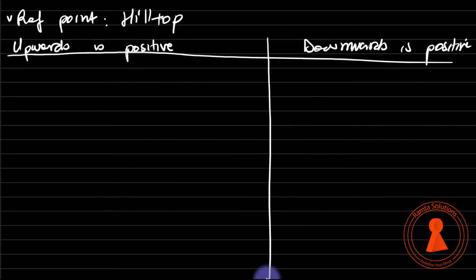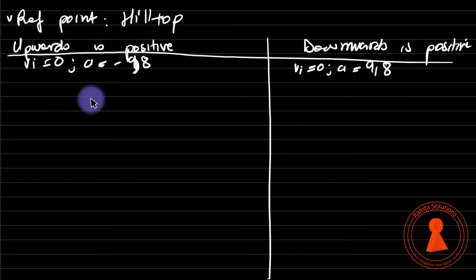When upwards is positive, initial velocity is 0 because the object was dropped. Acceleration will always be negative 9.8 because it is opposite the direction we chose to be positive. Here, initial velocity again is 0, but acceleration will be positive 9.8.